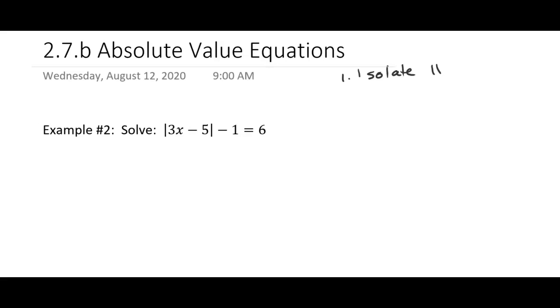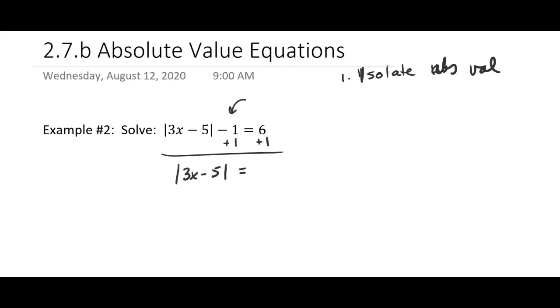That's the symbol for absolute value. I better write it out. Well, I'll abbreviate it. Okay, so isolate, that's the word I'm using there. So see how there's this -1 kind of hanging out there? You've got to get rid of that. So add 1 to both sides. And now you have 3x minus 5, the absolute value of that.